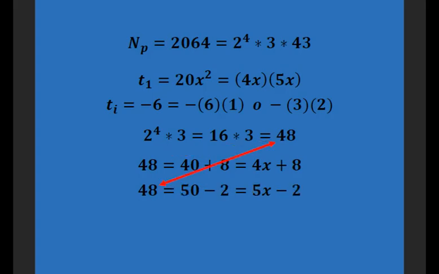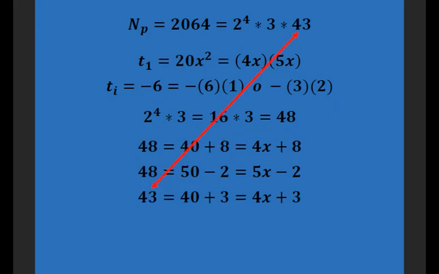Or also 48, which arithmetically equals 50 minus 2, algebraically equals 5x minus 2. The prime number 43, which arithmetically equals 40 plus 3, algebraically equals 4x plus 3. Or also 43, which arithmetically equals 50 minus 7, algebraically equals 5x minus 7.